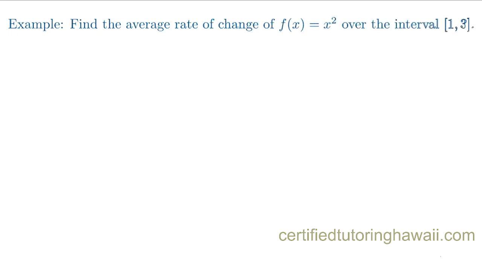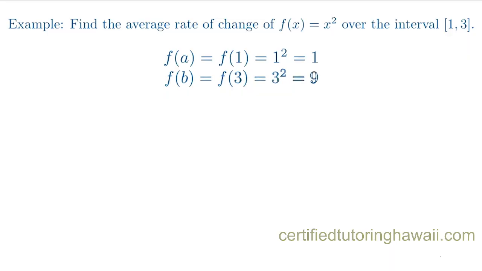Our function is f of x equals x squared, and our interval is a equals 1 to b equals 3. First, we need to find the function values at the endpoints of our interval. At the start of the interval, when x is 1, f of 1 is 1 squared, which is 1. At the end of the interval, when x is 3, f of 3 is 3 squared, which is 9.